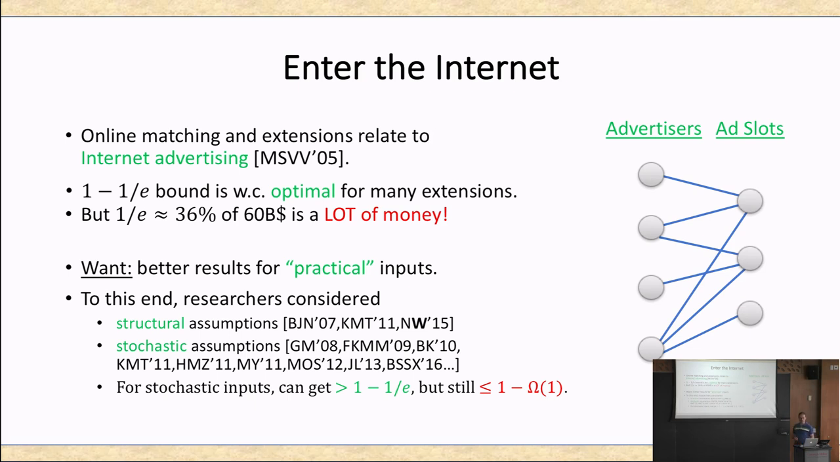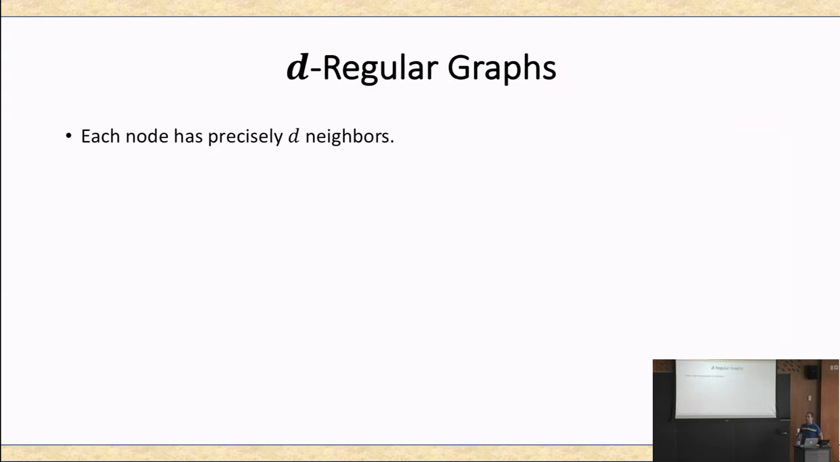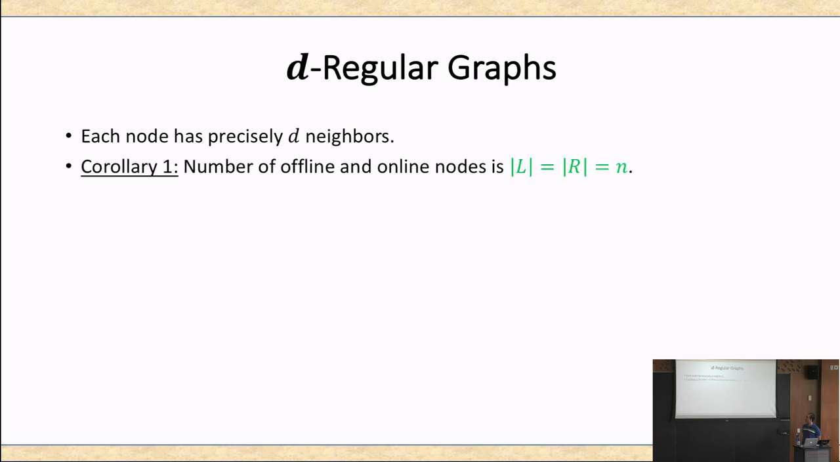Okay, so we've gone over history for the general problem. Let's talk a little bit about regular graphs, which will be the inputs of choice for our talk today. In regular graphs, each node has exactly d neighbors. So for a bipartite graph, that means that the number of offline and online nodes is exactly the same.